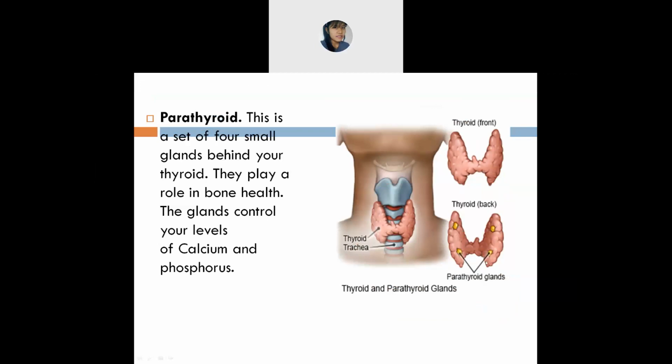And what will they do? These parathyroid glands are responsible for bone health. They make your bones healthy.